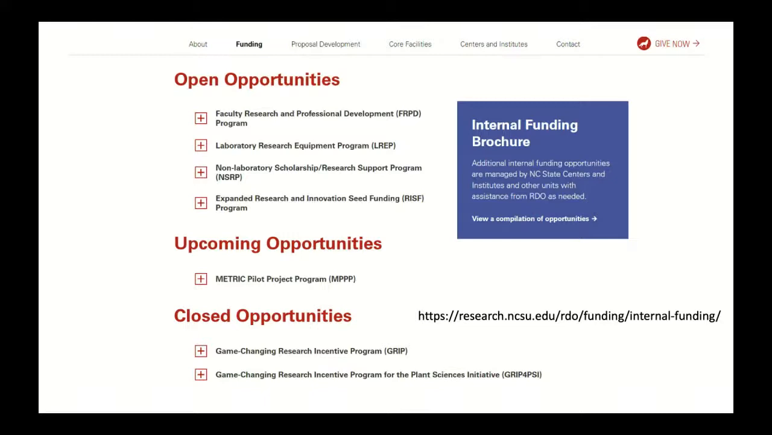And note that blue box on the right. That's key as well, because there's a nifty little brochure that Emily and I put together which talks about details not only of all the internal funding programs that come from ORI, but also programs from other units on campus at NC State, such as centers and institutes. If you peruse that brochure, you should get a real good feel for the kinds of dollars that are available on campus from those units and how you might be able to access them. I'll stop there.